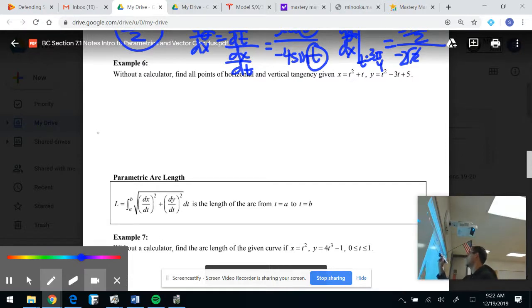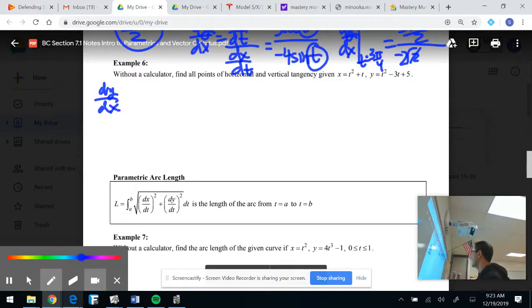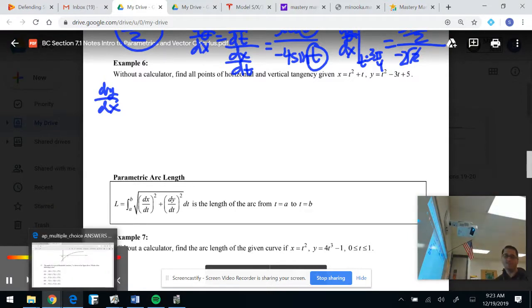All right, without a calculator, find the horizontal and vertical tangency. Right, we've been doing this stuff all year. How do I find the horizontal tangents? Well, it's just dy over dx, right? And horizontal tangent is whenever the derivative is 0. Vertical tangent is whenever the derivative is DNE, a 0 in the bottom, right?